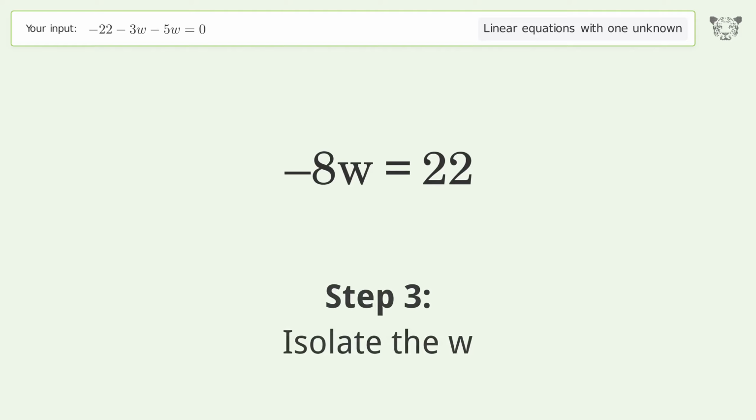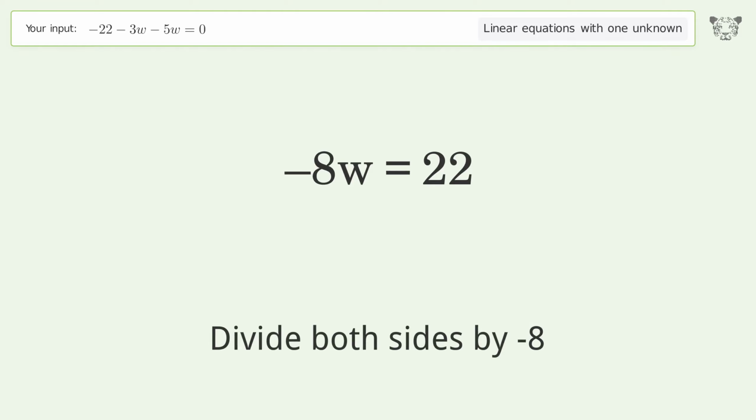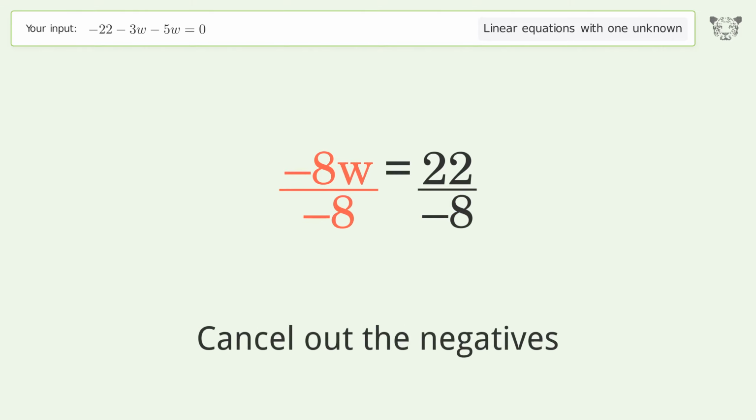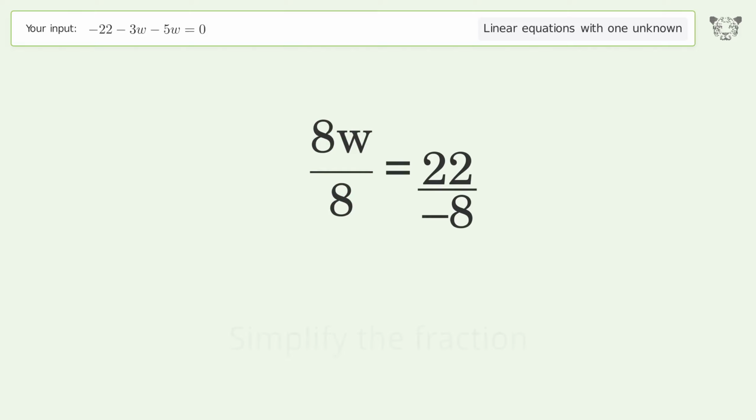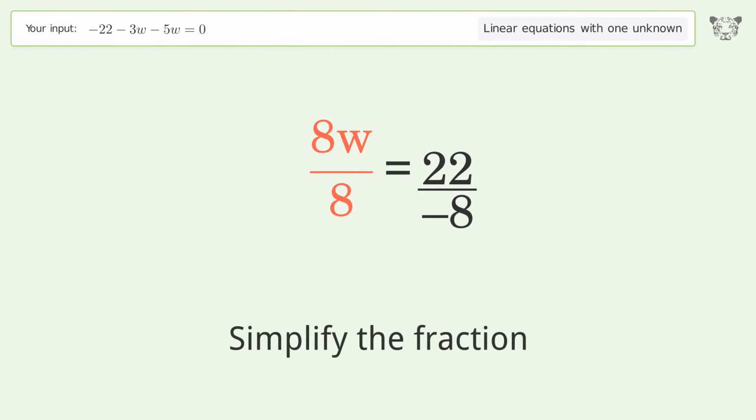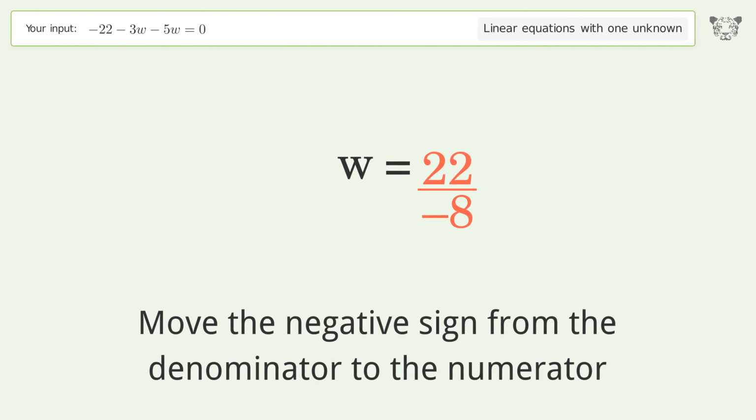Isolate the w. Divide both sides by -8. Cancel out the negatives. Simplify the fraction. Move the negative sign from the denominator to the numerator.